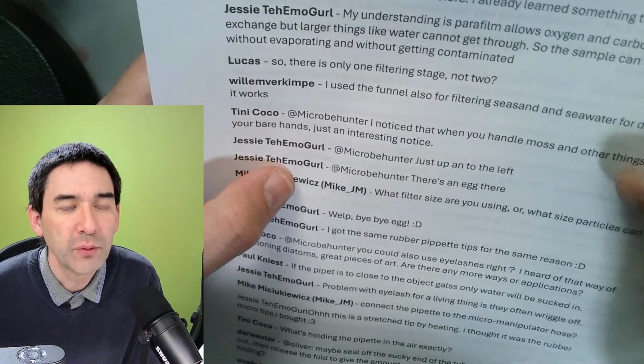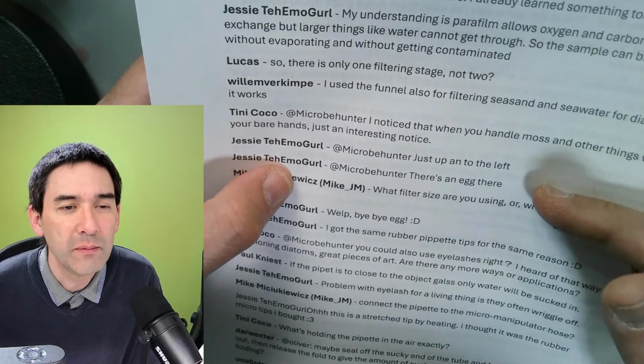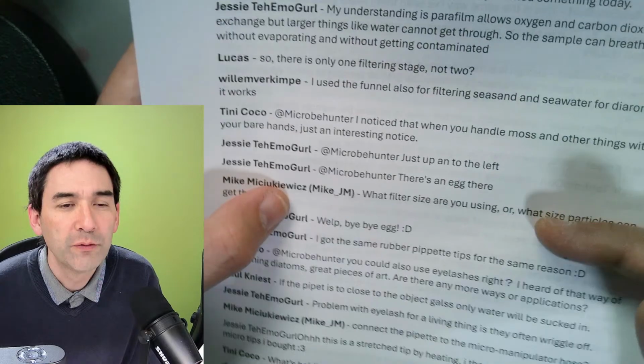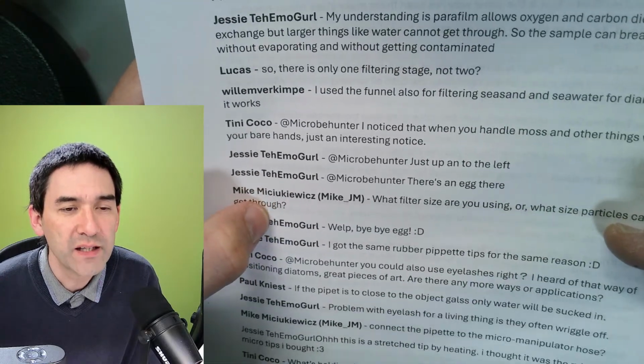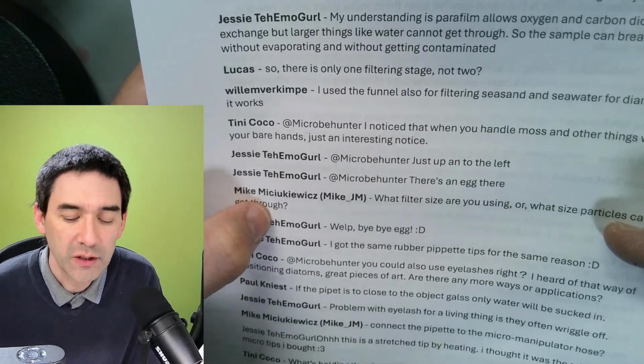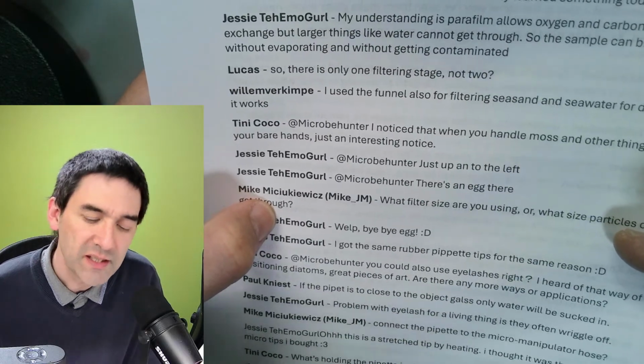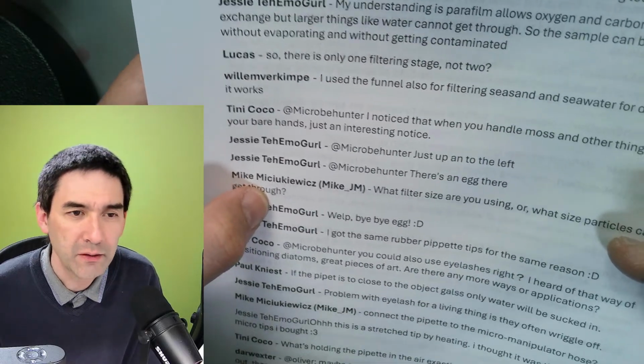Yeah, just up on the left. Okay, there's an egg there. Okay, I kind of overlooked that. Okay, what filter size are you using? I don't know the filter size. It's just a fairly coarse filter. It's not a filter even. It's just a sieve, really, to hold back the larger particles.